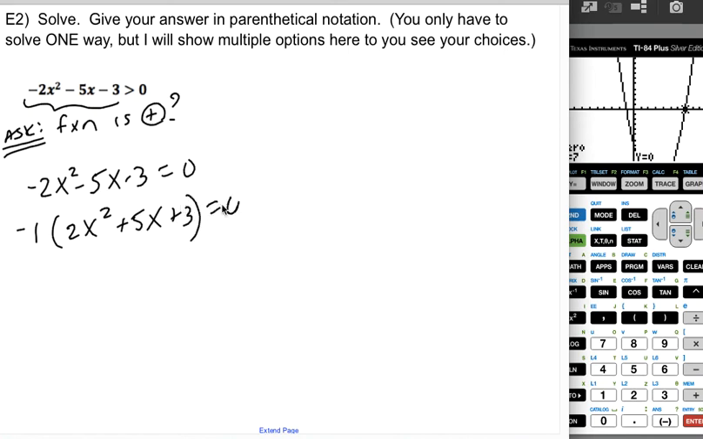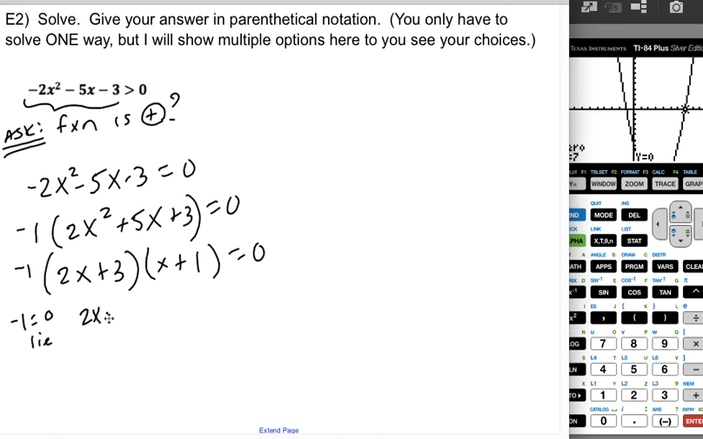Most of the time in all the factoring that we've learned to do, we learn to do factoring by having the leading coefficient be positive. So I'm going to end up with factors that are a 2x and an x. I want a +5, so I don't want the 3 opposite the 2 because they have the same sign. So either -1 is 0, which is a lie because -1 is always negative, or 2x plus 3 is 0, which is x equals -3/2, or x plus 1 is 0, which is x equals -1.